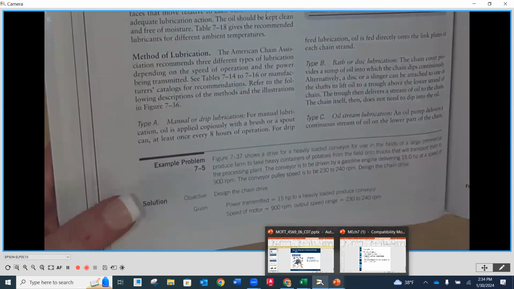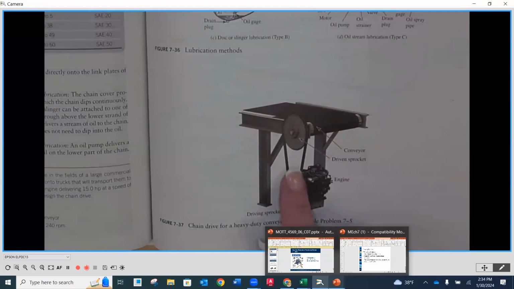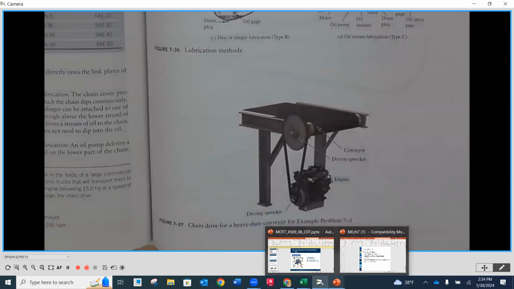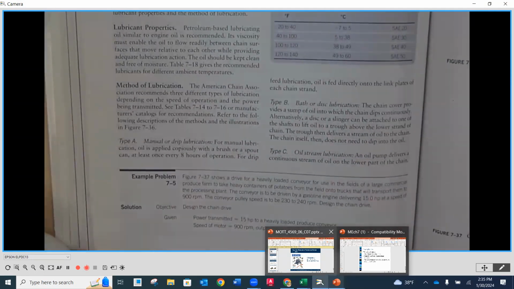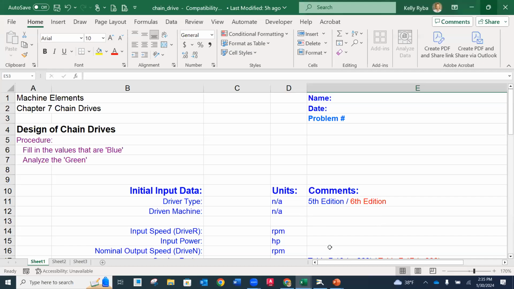Design the chain drive. So we're going to go over here to the illustration, and this is what we're dealing with. We need to determine the sprocket sizes, the chain length, and the chain size. Using that information, we're going to open up our spreadsheet because it follows the process for this particular example.